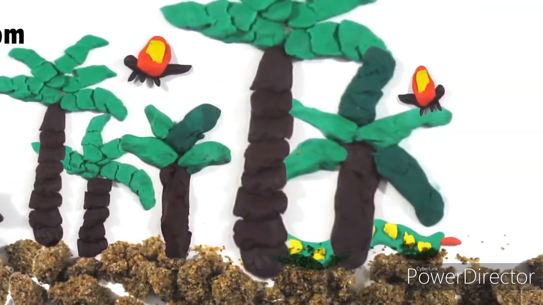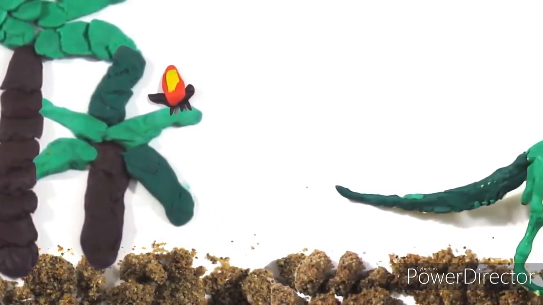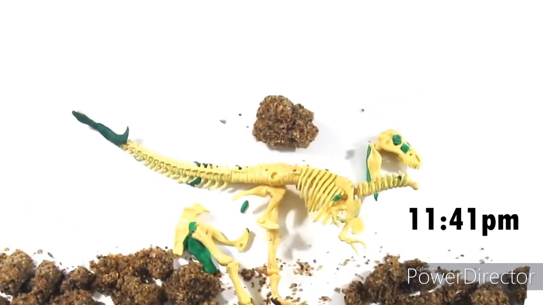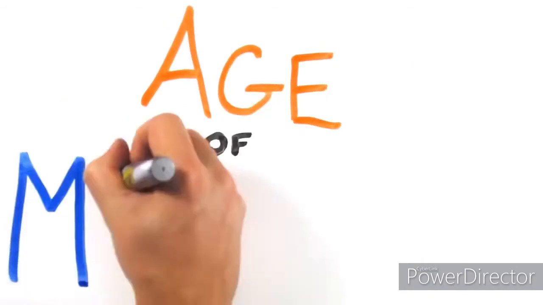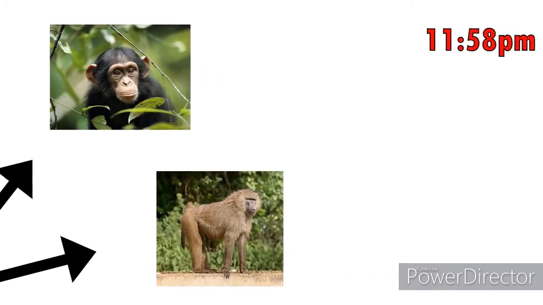Many reptiles dominate the land with less than an hour left, but a mass extinction event allows dinosaurs to storm the scene and remain until 11:41 p.m. when they too suddenly vanish. And so begins the Age of Mammals. In the last few minutes, apes split from the old world monkeys, and with only 1 minute and 17 seconds left before midnight, humans emerge.